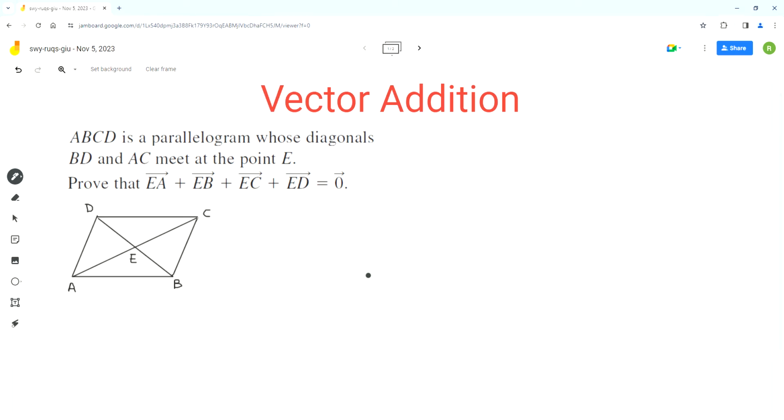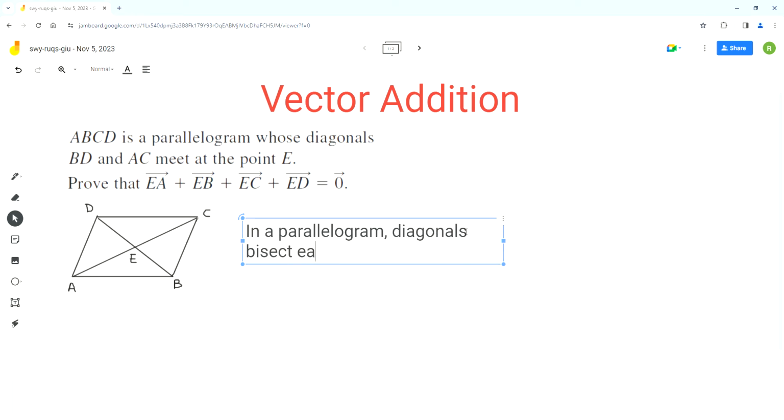Now in order to solve this problem, we have to keep in mind one property of parallelogram. That property is that in a parallelogram, diagonals bisect each other. So I'll write it on the board. In a parallelogram, diagonals bisect each other.